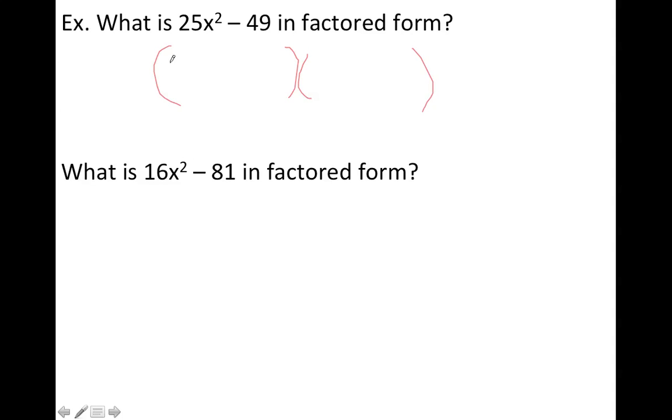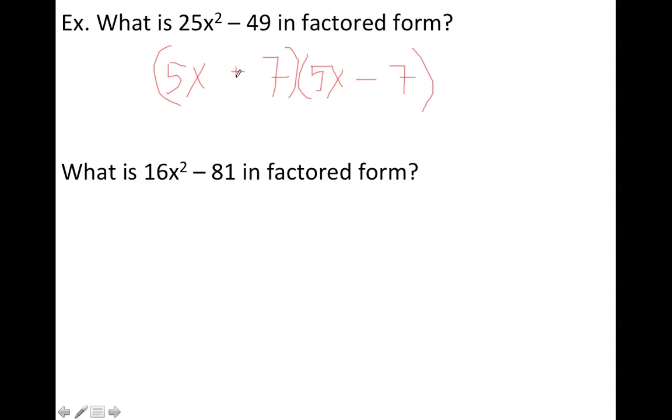The square root of 25x squared is 5x. So that goes in both parentheses first. And then we have 49. The square root of 49 is 7. And remember, need to have plus and minus of the same number.